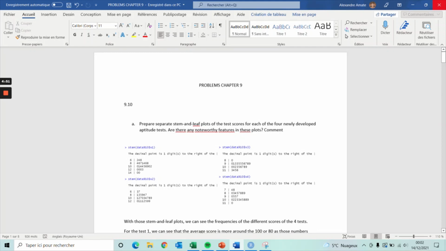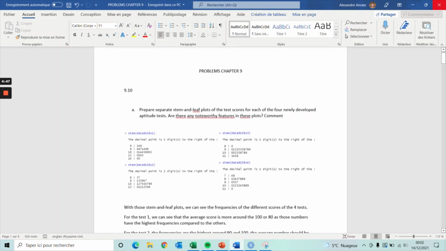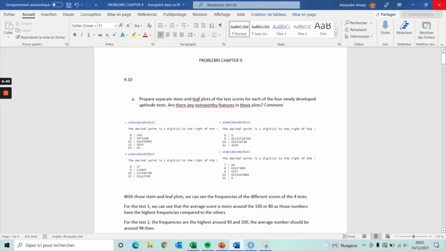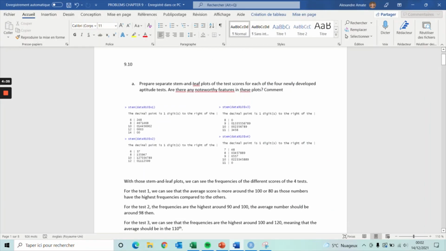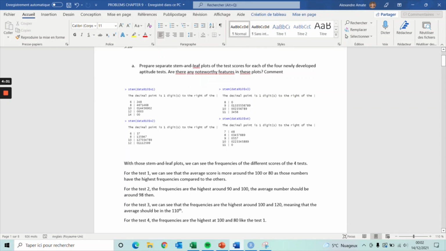So from 9.10 to 9.14. So 9.10: Prepare side-by-side stem-and-leaf plots for the test scores for each of the four newly developed objective tests, etc. I did all the exercises in R. With the stem function, we can obtain the stem-and-leaf plots. So here are the results.